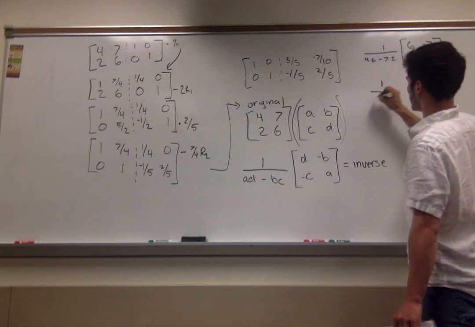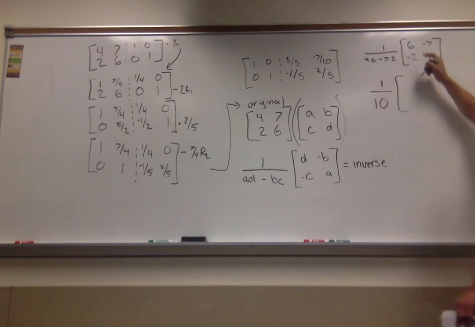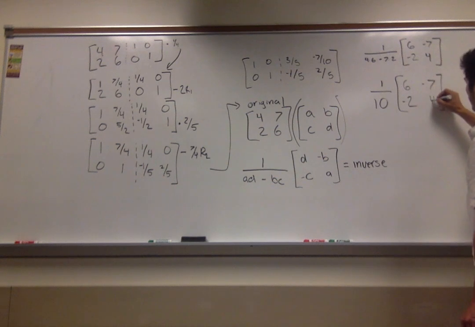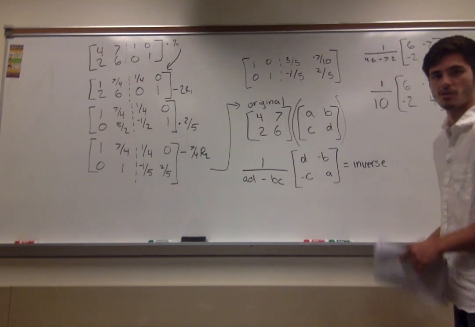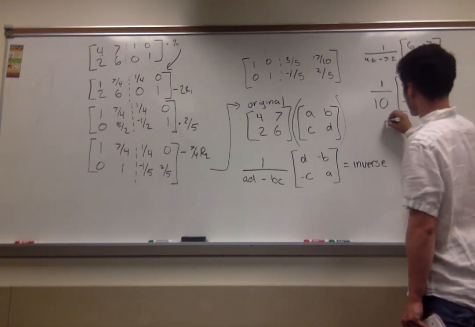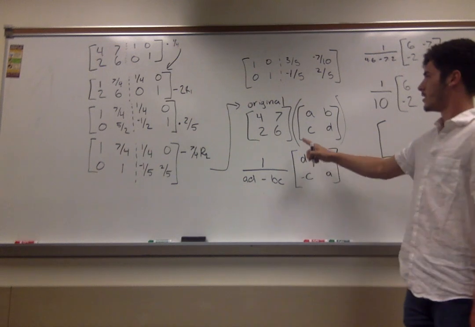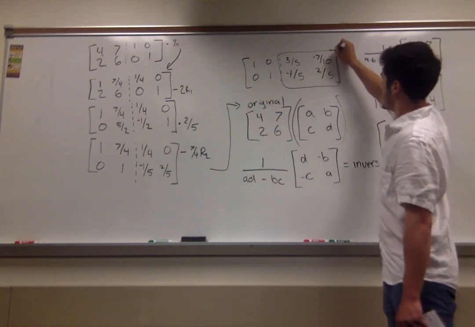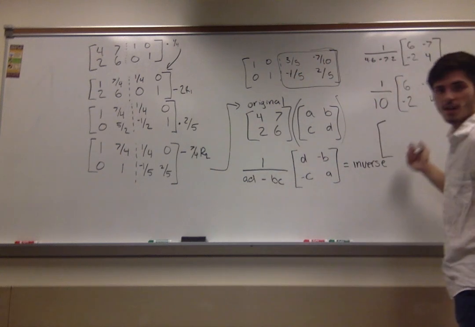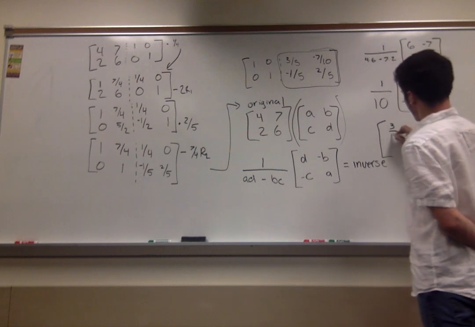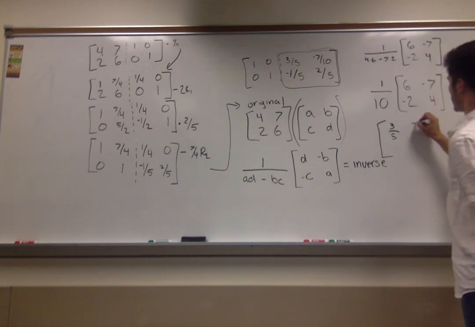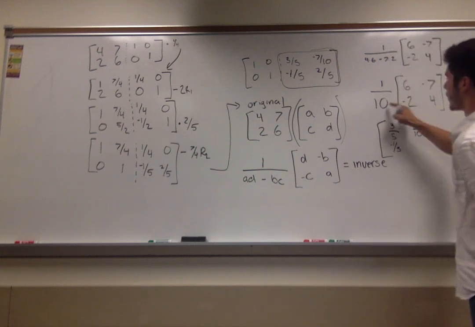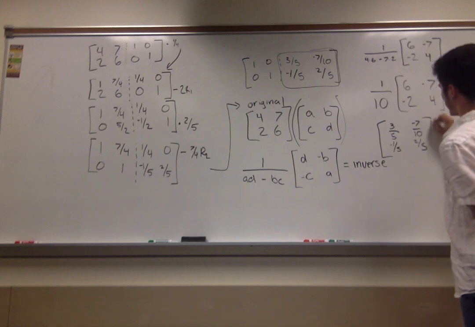So this simplifies to 1/10, and we have our new matrix 6, negative 7, negative 2, 4. Once we multiply each of these entries by this constant, we have our final answer. And pay attention to what it looks like here. We've got 6 over 10, which reduces to 3/5. We've got negative 7 over 10. We've got negative 2 over 10, which reduces to 1/5. And we've got 4 over 10, which reduces to 2/5.